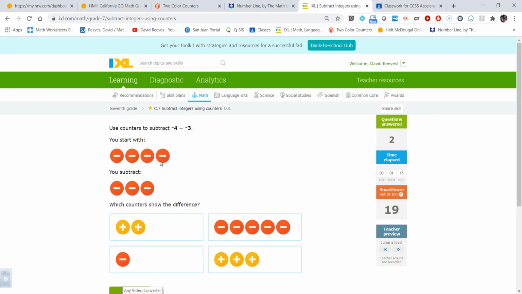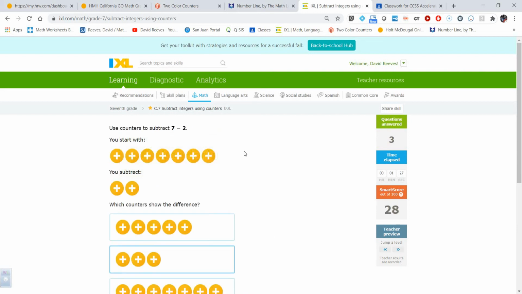Again, now this one is great. This is an easier one because I have 4 negatives and I want to subtract or take away 3 negatives. So this one is easier because we actually have enough to take away and we're left with 1 negative. All right, so I'm going to go ahead now and exit out of this one.